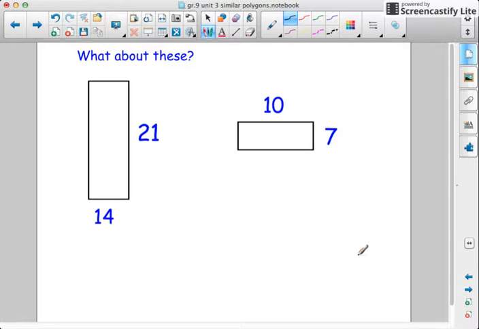So if we were to look at these rectangles, the angles are all 90, so we know that they correspond. Let's just check the numbers here. So this 10 here, it was rotated, matches up with this 21. This 7 matches up with this 14. Well, the 7 I would times by 2 to get 14. But if I times the 10 by 2, I only get 20. So these sides aren't proportional. The corresponding side lengths don't give you the same scale factor, so these are not similar rectangles.